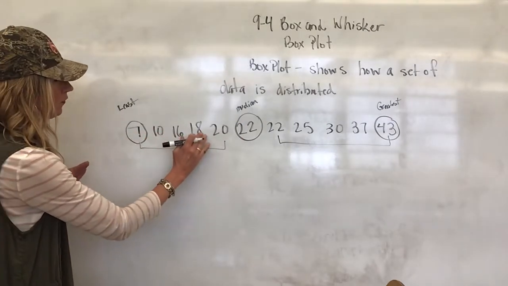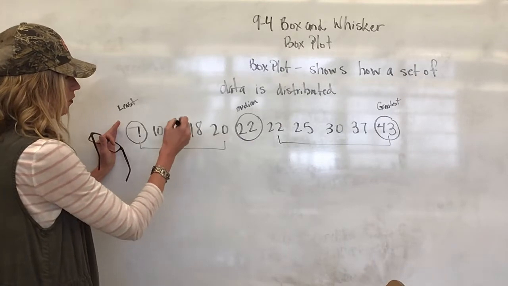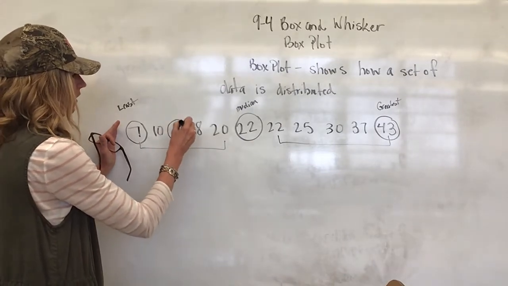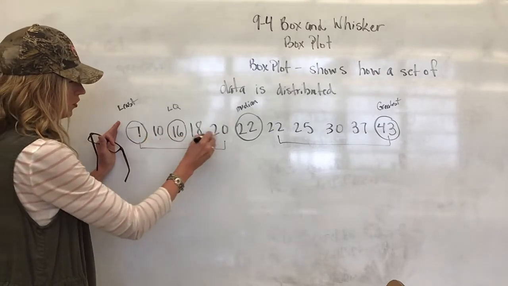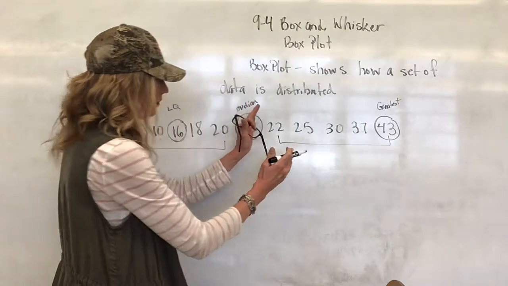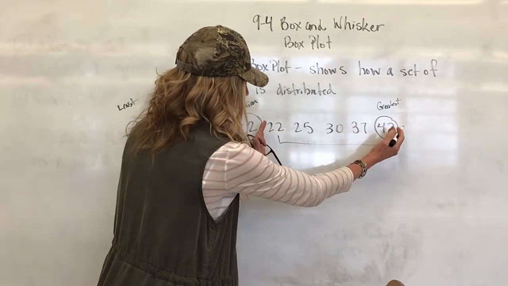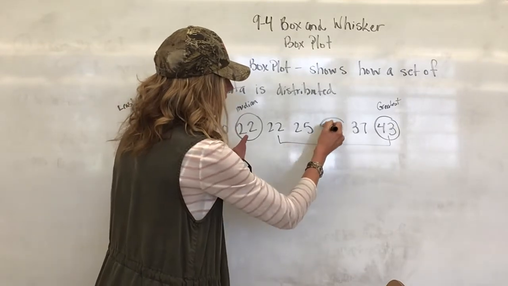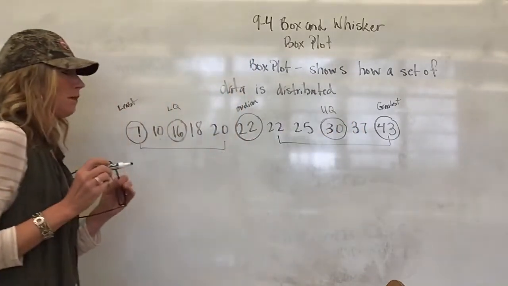Now there's 1, 2, 3, 4, 5. There's 5 pieces in that lower quartile. So we have a perfect middle again, right here. LQ. Okay, there's 2 pieces here, 2 pieces here. This is our lower quartile. Now, let's skip over the median. Remember, it's its own little thing. Now, here's our upper quartile. Perfect middle again. This is going to be our upper quartile.